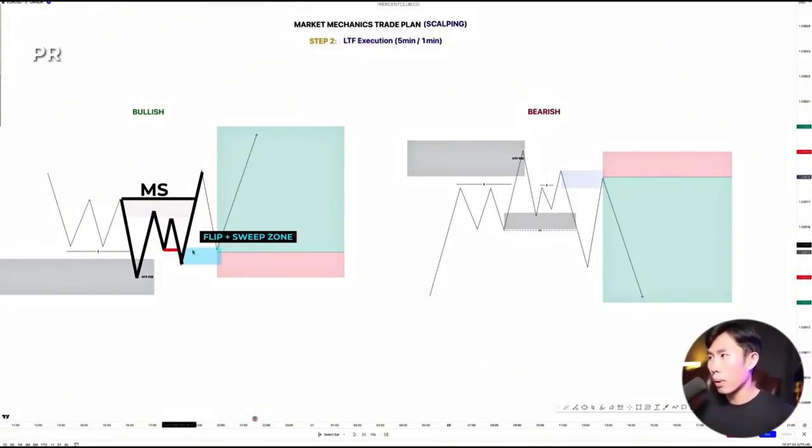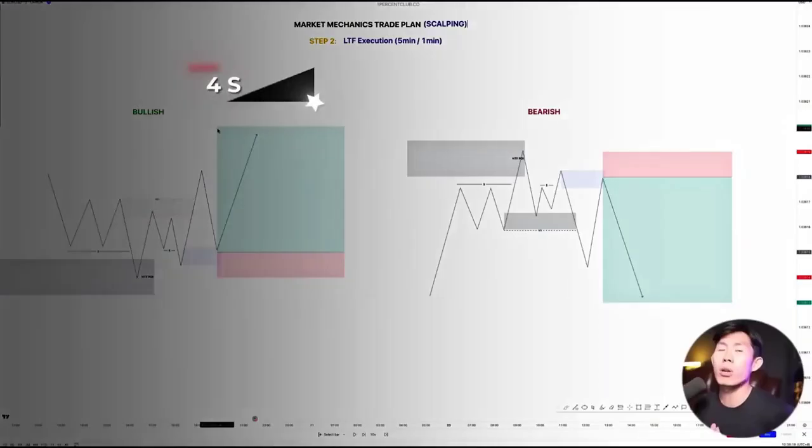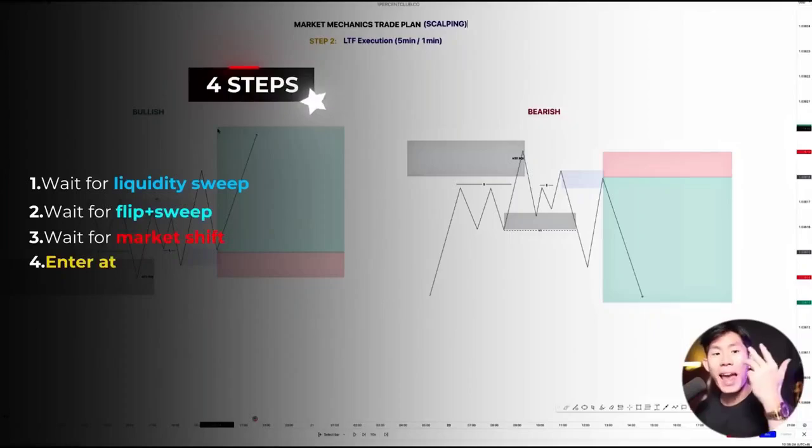Demand has overpowered supply, and right now we are about to go up. So after this flip plus sweep zone is formed, you are just simply waiting for price to pull back after the market shift to your flip plus sweep zone, and that is where you enter your trade right here, and you can target 3R. Now, I know all this might sound super overwhelming or confusing, but it really all boils down to 4 simple steps. You wait for your liquidity sweep, you wait for your flip plus sweep, you wait for your market shift, and then you enter at the flip plus sweep zone.